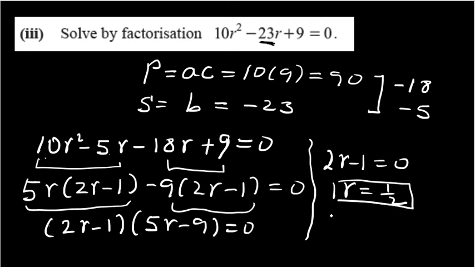And the other one, 5r minus 9 is equal to 0, because the product of the two is equal to 0, which means either of the two can be 0. 2r minus 1 is equal to 0, one possibility, and the other possibility is 5r minus 9 is equal to 0. When you solve this one also, the r value will be 9 over 5. Done. This is what we are asking.